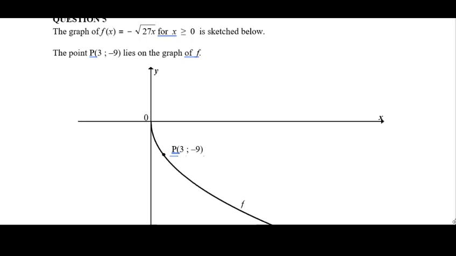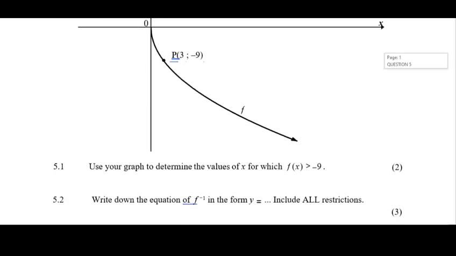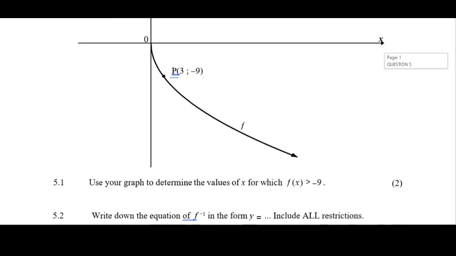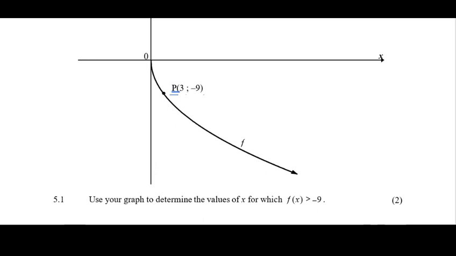So it says f of x is equal to minus the square root of 27x, for x greater than or equal to 0. The graph is on a line, and there is a point P, which is (3, minus 9). It actually lies on the graph of f. So let's use your graph to determine the values of x for which f of x is greater than minus 9.